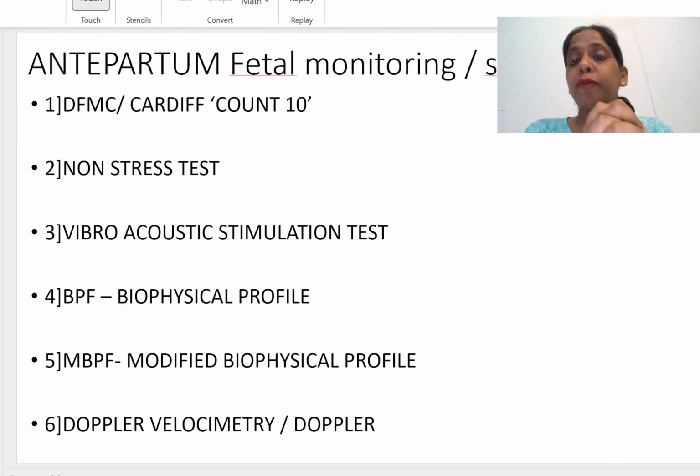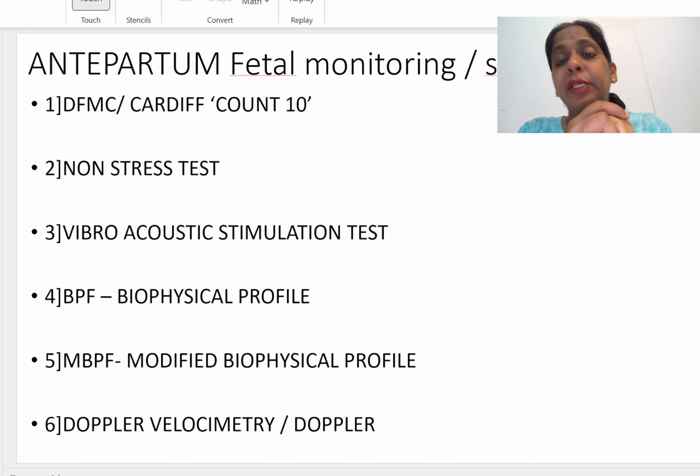First of all, what does the word surveillance mean? Surveillance means to monitor, and fetal surveillance means to monitor the fetus while the fetus is in utero. There are two types of fetal surveillance: antenatal fetal surveillance and intranatal fetal surveillance. Antenatal means that while the female is pregnant, we monitor the fetus, whether the fetus is safe or whether the fetus is in danger.